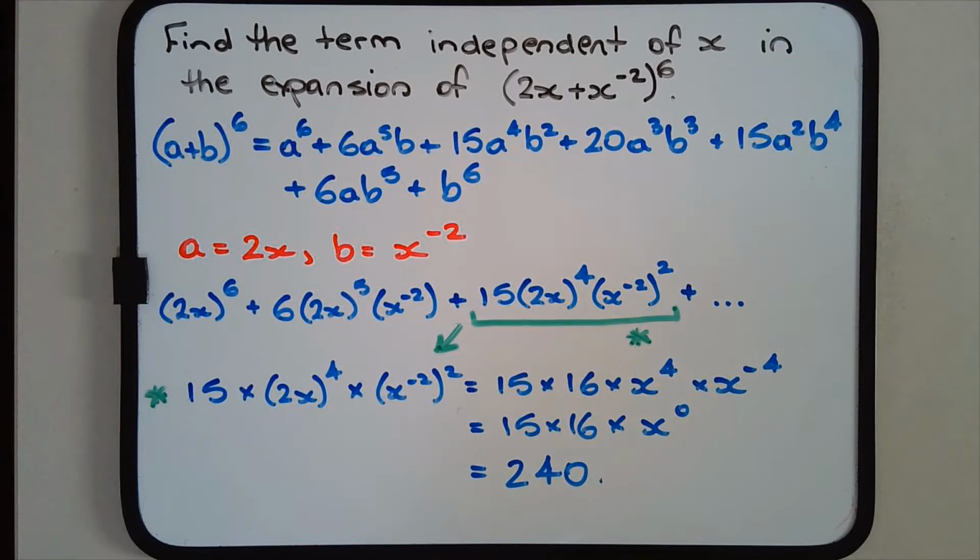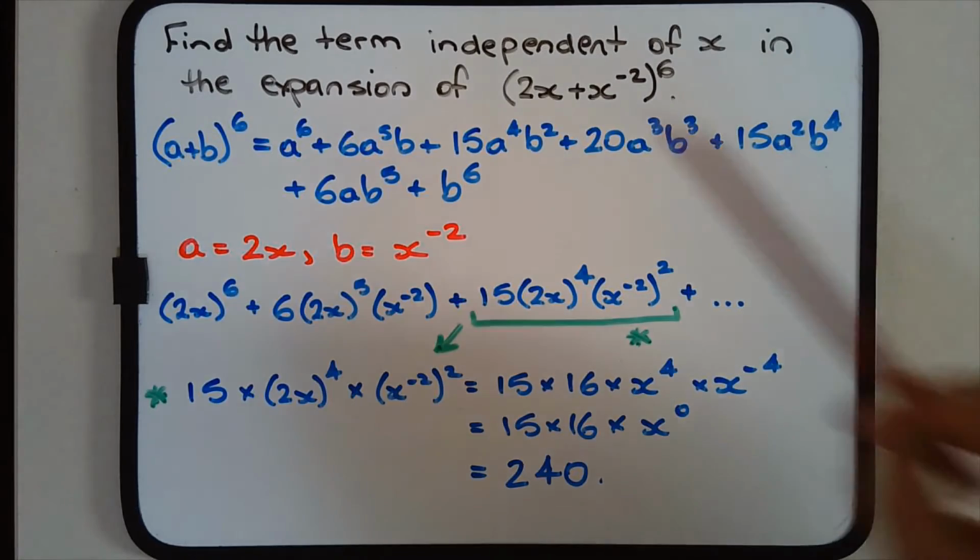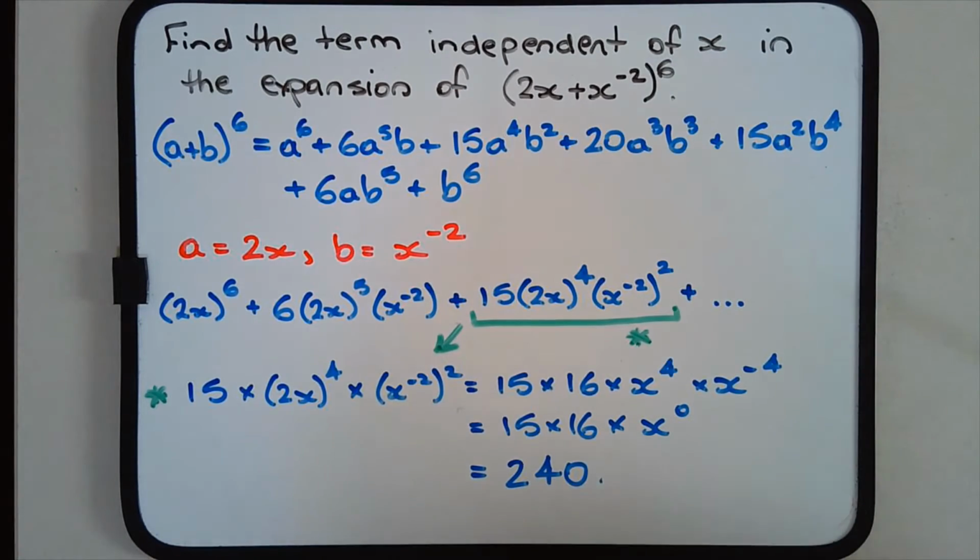Find the term independent of x in the expansion of (2x + x^(-2)) all raised to the power of 6. Now, the term independent of x refers to a term of the expansion that does not involve the x variable at all, so it'll just be a constant.